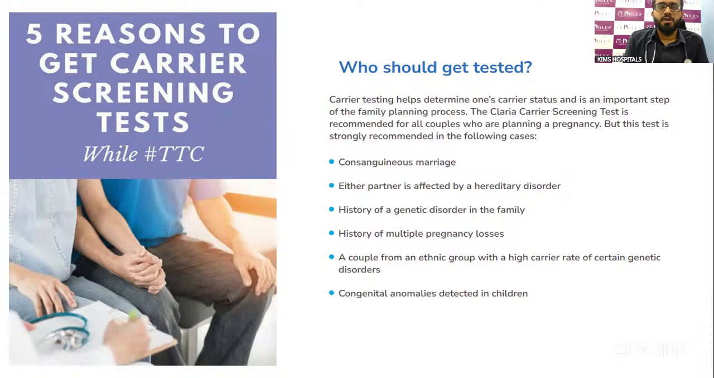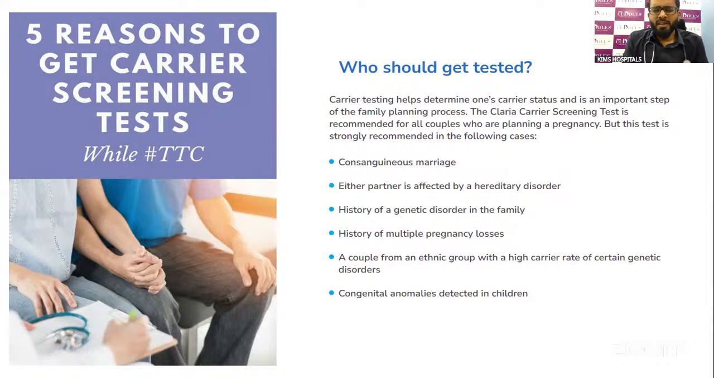But if there's a strong family history of a genetic disorder in the family, we do it. If there's a history of consanguineous marriage, we do it. And if either of the couple has some genetic disorder, we definitely do it. And if there's a history of multiple pregnancy losses, we look for both chromosomal and single gene disorders. So we're looking at single gene disorders, and we'll definitely want to look at the mother's single genes also. So we'll go for carrier testing in that.